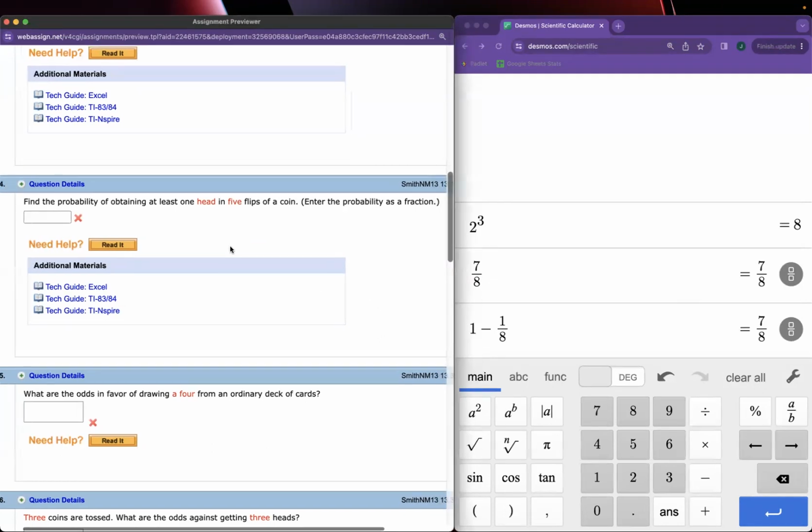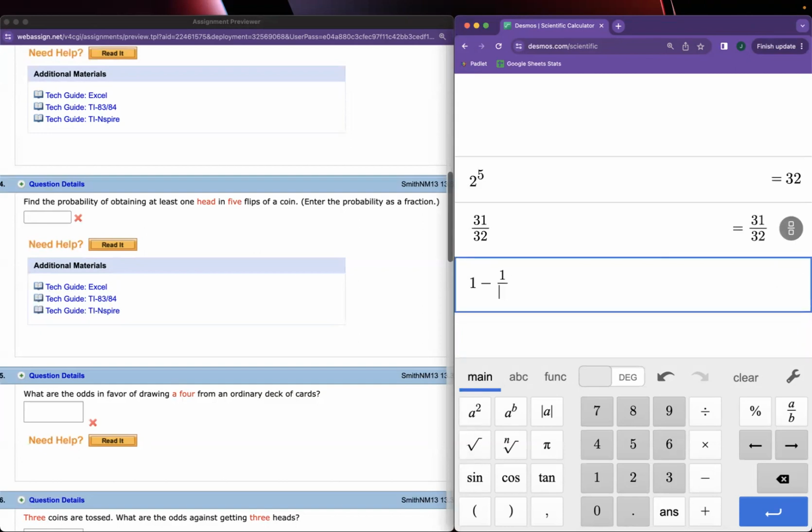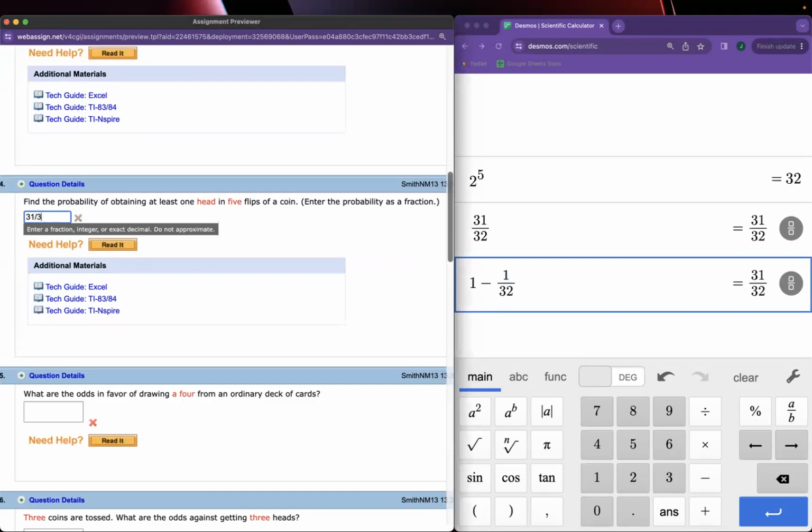Number 4. Find the probability of obtaining at least one head in 5 flips of a coin. Oh, it's basically the same question, just with 5 flips instead, right? So instead of 2 to the third, you got 2 to the fifth, 32 possible outcomes in 5 flips of a coin. All of those outcomes have one head except for one, right? So that would be 31 out of 32. Or you can think of it as 1 minus 1 out of 32. This 1 comes from the one outcome when there are 0 heads. And that's it. Your answer is 31 out of 32.